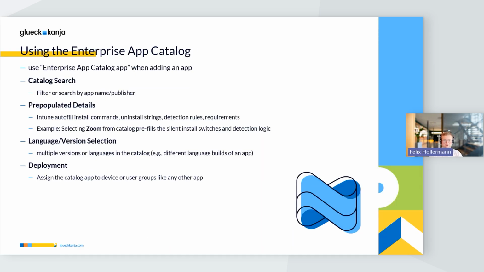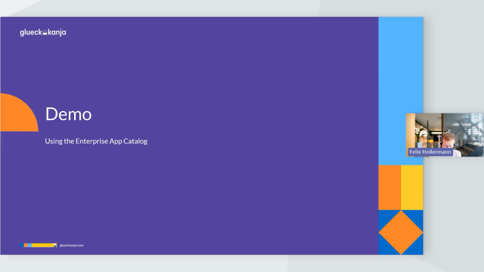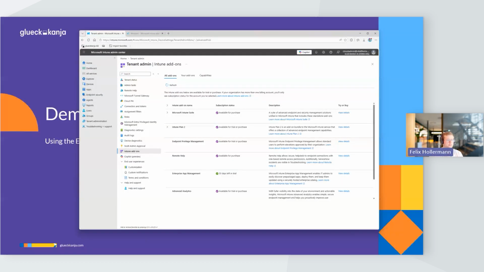Using the Enterprise App Catalog is pretty simple. When you add an app in Intune, you choose the Enterprise App Catalog app category, and then you can go on with next. But let's have a look at it, because it's cooler to see it live.